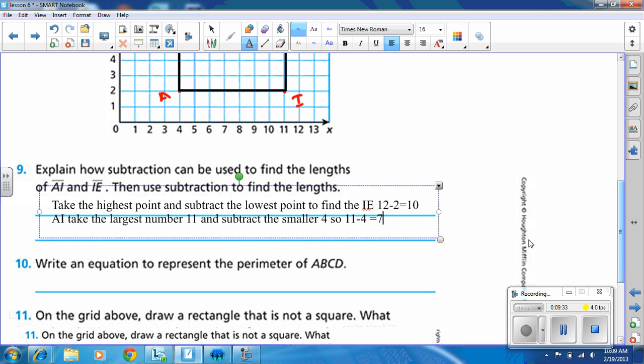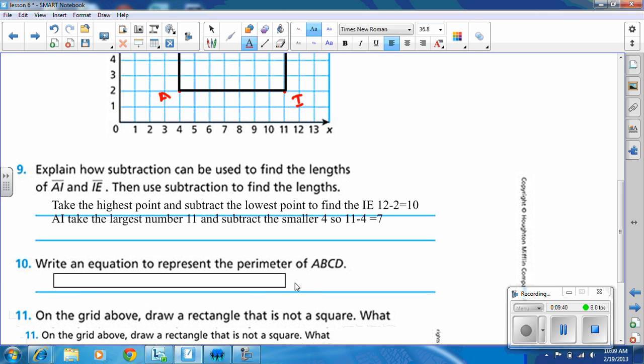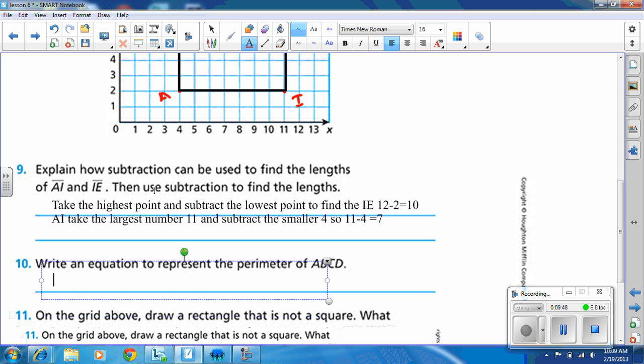So what's an equation to represent the perimeter? Well, an equation then to represent the perimeter of AIEU would be, let me go smaller font, we would have 7 plus 7 plus 10 plus 10, right? Which 7 plus 7 is 14, 10 plus 10 is 20, so 34. Okay, square units, whatever those measures happen to be.